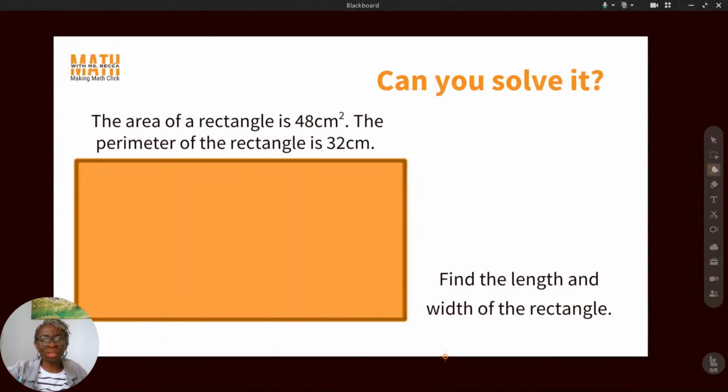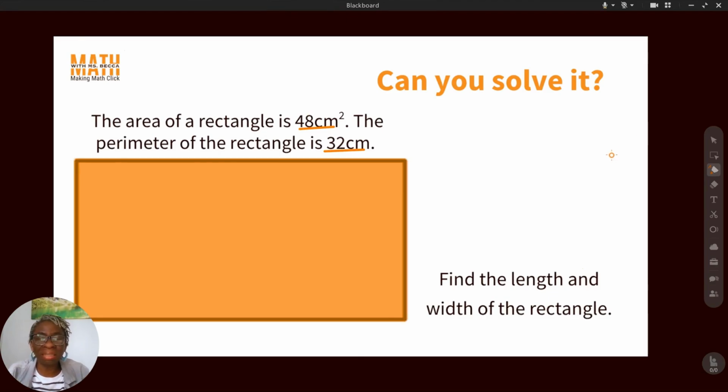Can you solve this question? Can you solve this? Let's take a look at it together. We have the area of a rectangle is 48 centimeters squared and the perimeter of the rectangle is 32 centimeters. We have to find the length and width of the rectangle.